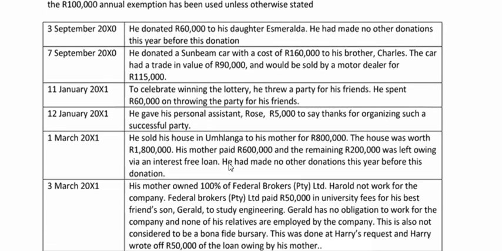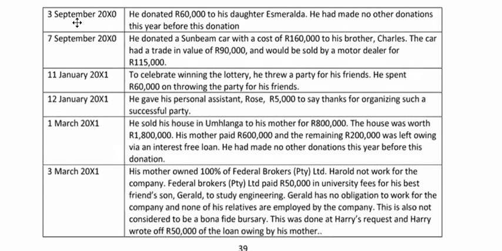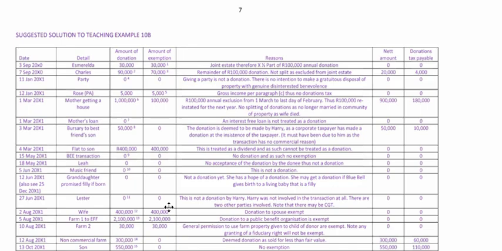Okay. So first things first, 3 September 2020. Has his wife died yet? No, she died on 6 October. So he's married in community of property. He donated 60,000 to his daughter Esmeralda. Made no other donations this year. The fact that it's been donated to his daughter Esmeralda, it's a joint asset because they were married in community, so half of it will be taxable.